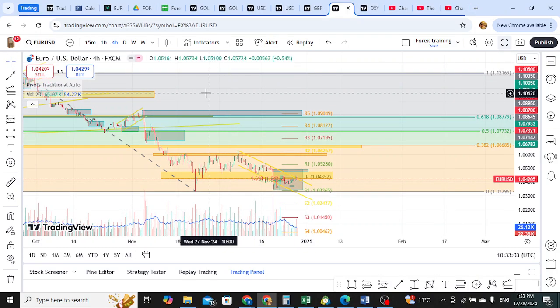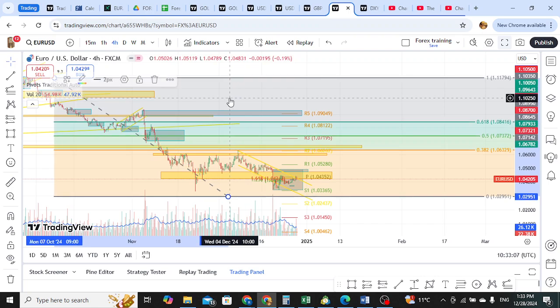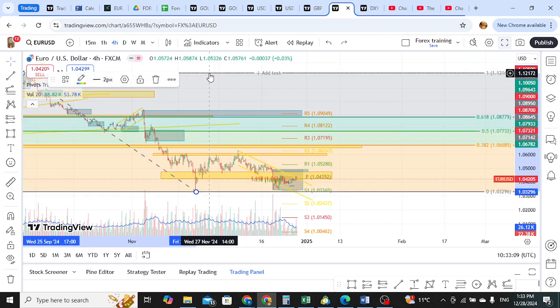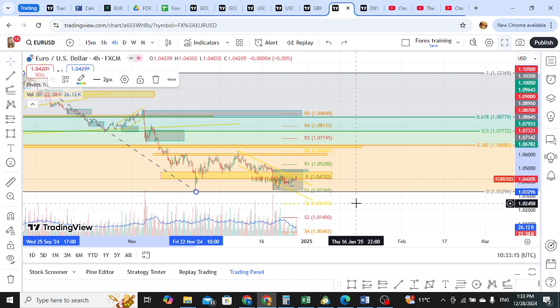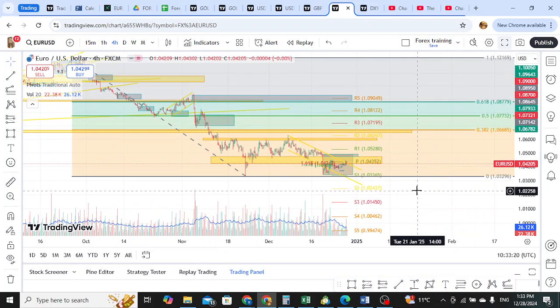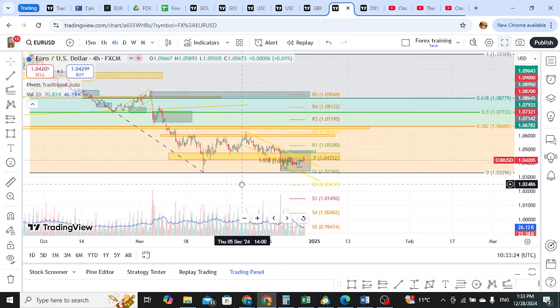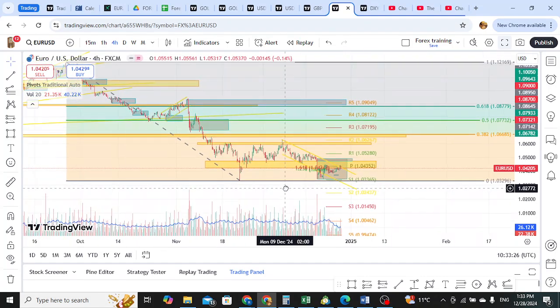We have, in previous videos, explained, I moved this, Control Z. In previous videos, I showed you how I use volume zones, supply and demand zones, and support and resistance. Within the support and resistance, I also explained the trend lines. So as you see, this is how I use it.